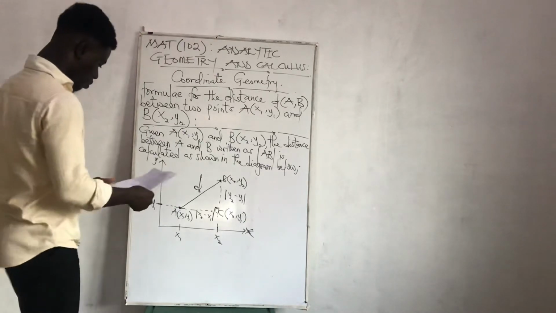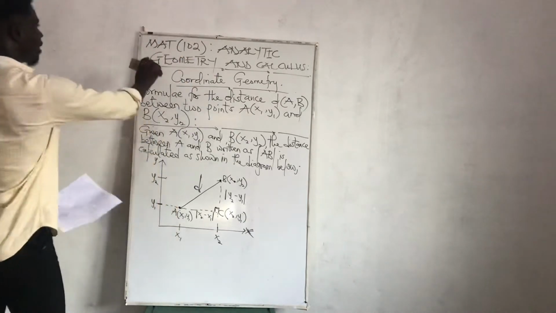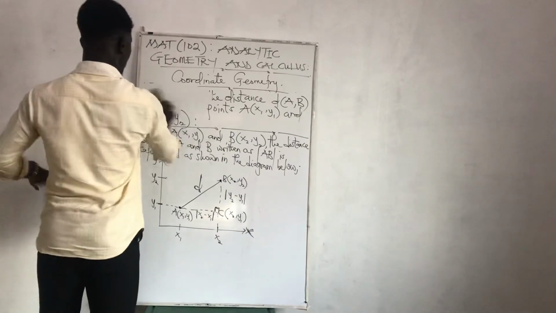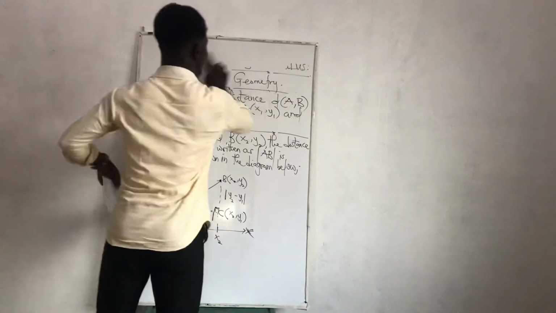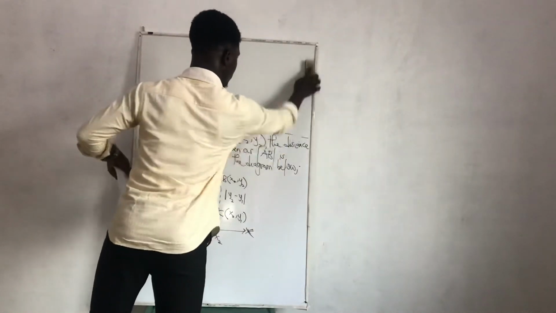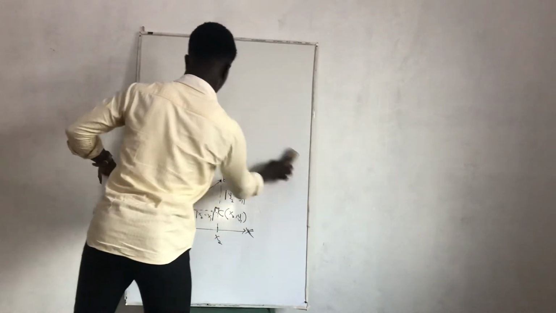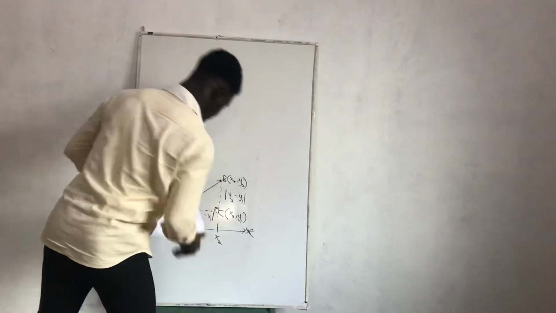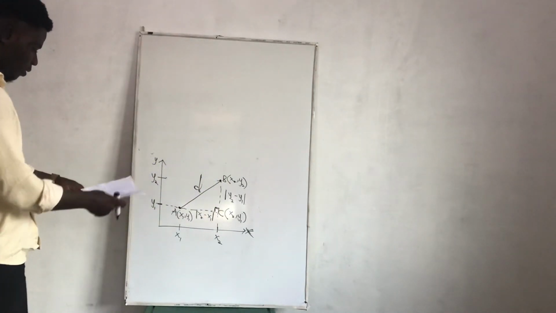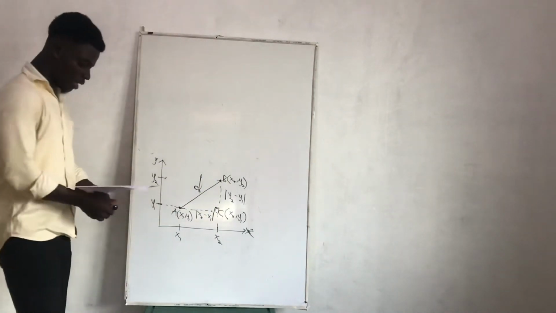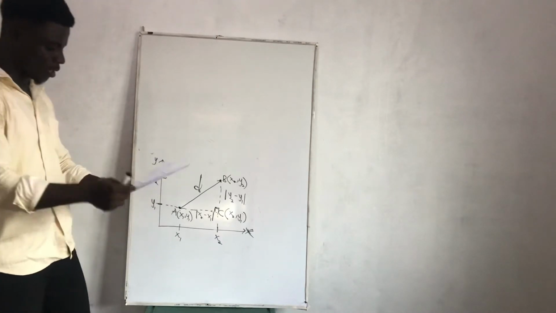So now, we move. Let me clean this place, then let's continue, right? Let me clean this place. Then let's derive the formula for the distance between 2 points, or the distance of AB. So let's see. Let me read something here.